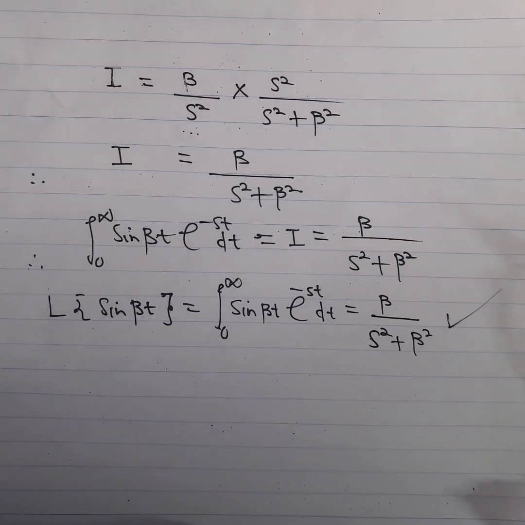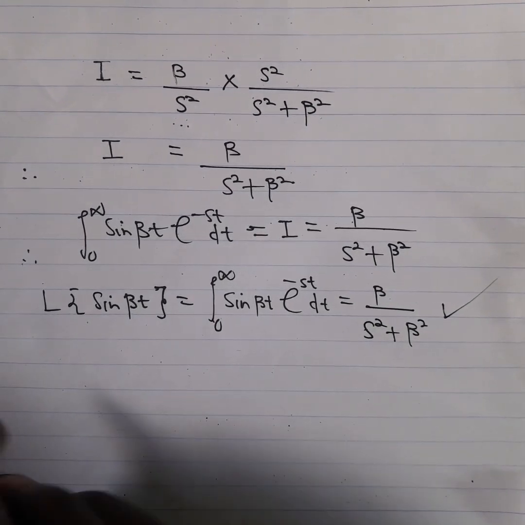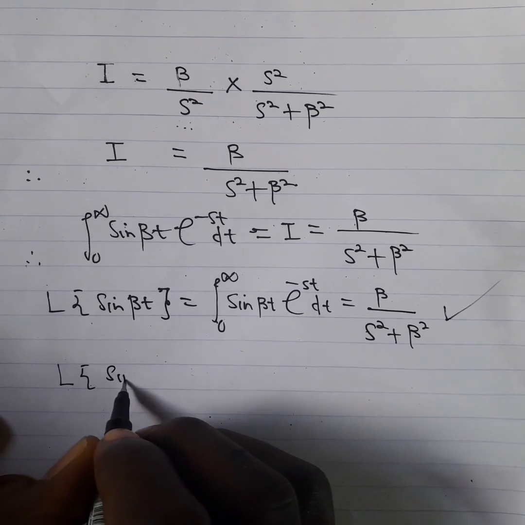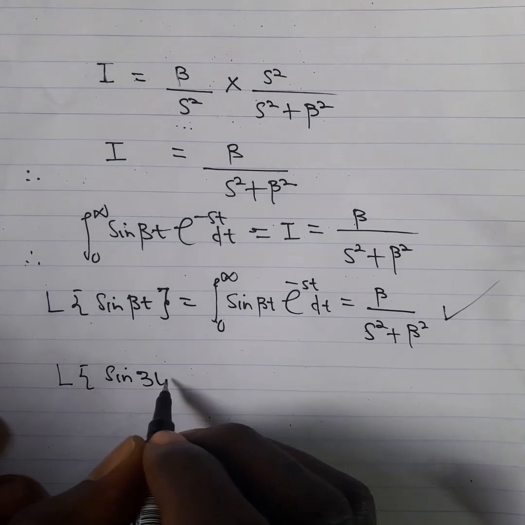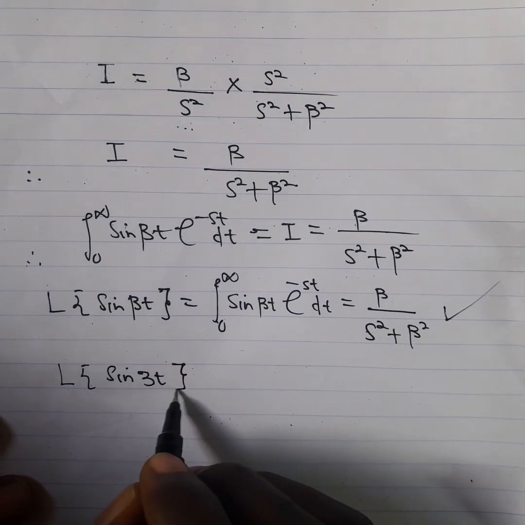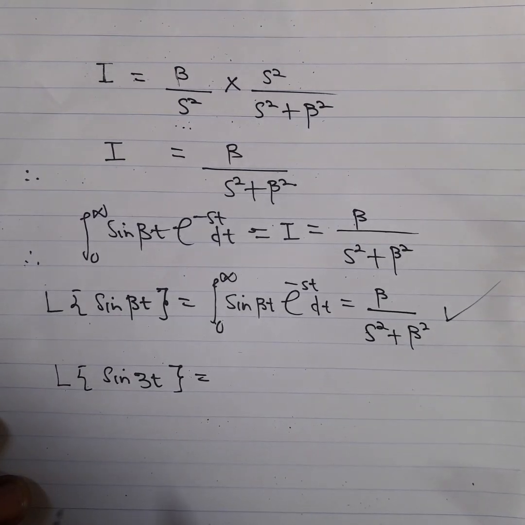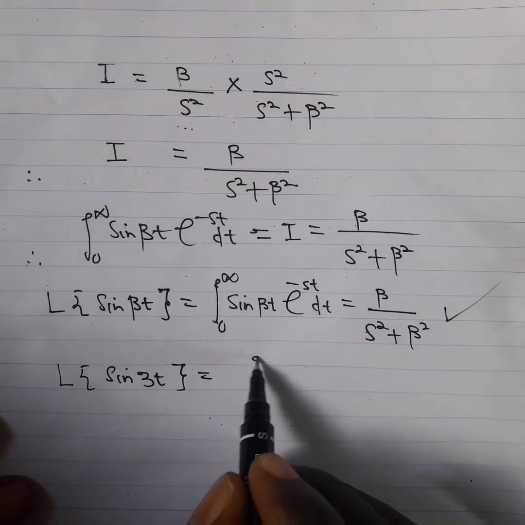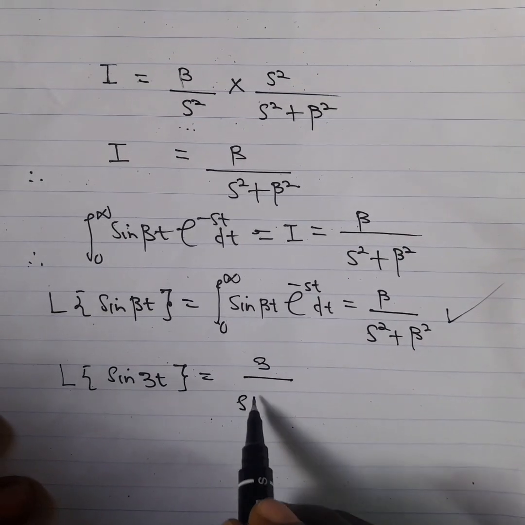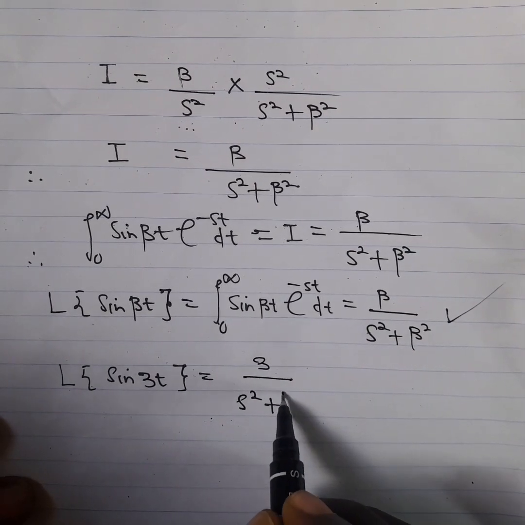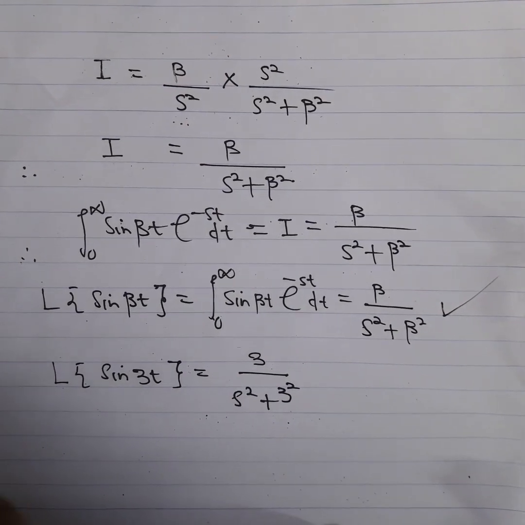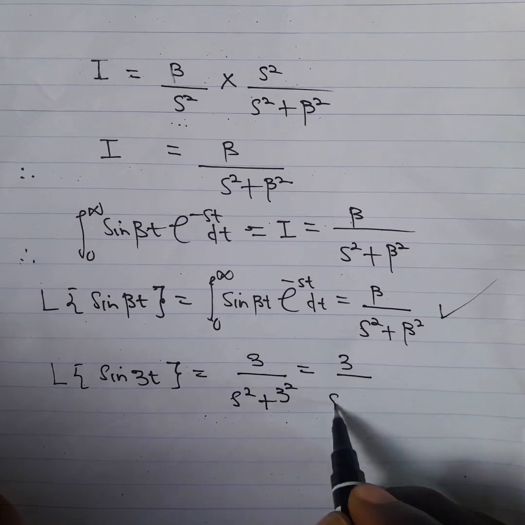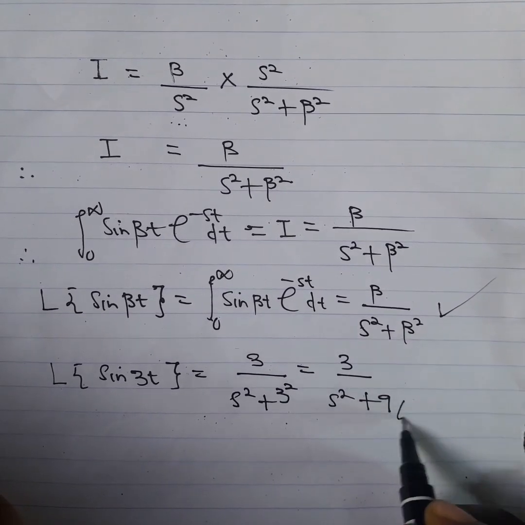Now let's take a look at the example under this. Assuming we have the Laplace transform of sine 3t, our answer will be equal to, our 3 here is equivalent to beta, so we have 3 all divided by s square plus 3 square. Then this will equal 3 divided by s square plus 9.